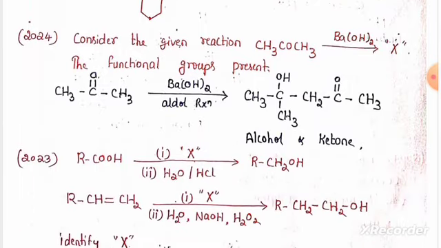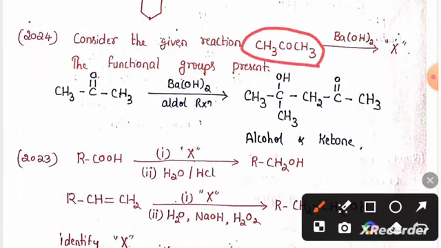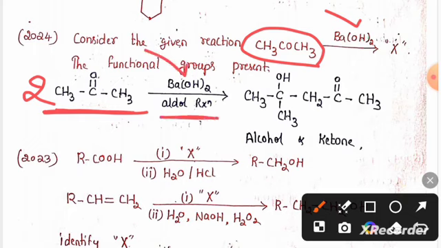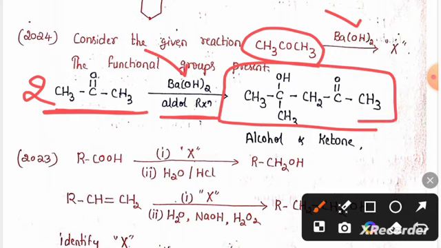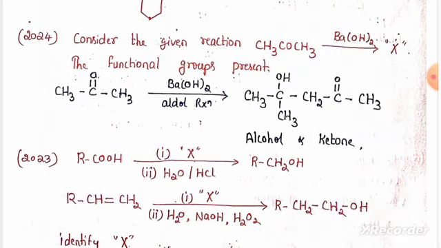Next, consider the given reaction. This is acetone on treating with barium hydroxide. The functional group: this is acetone, a ketone, a carbonyl containing compound. So two molecules of acetone or propanone on reacting with base undergo aldol condensation to form aldol, and in this product you can find the alcoholic group as well as the keto group, both you can find.